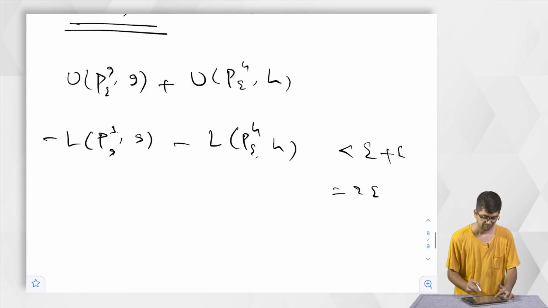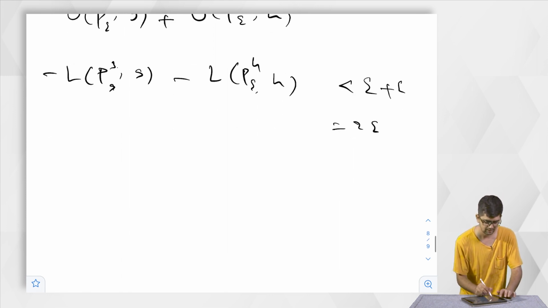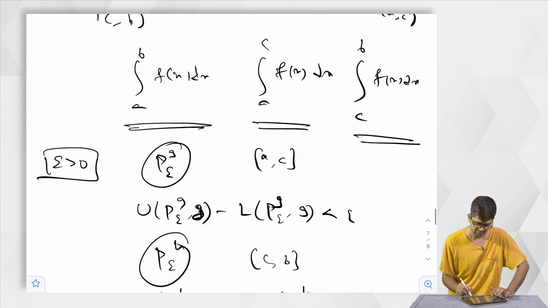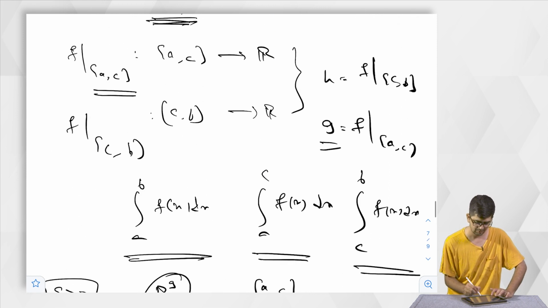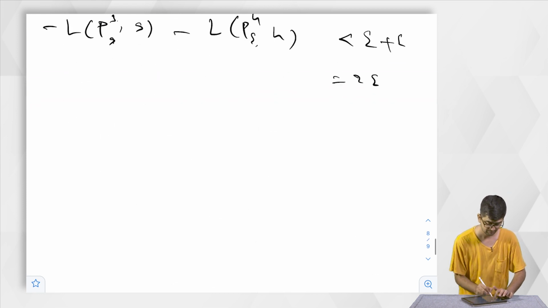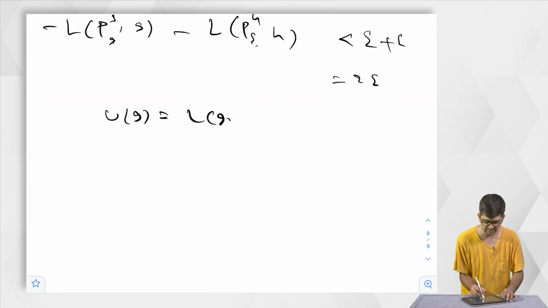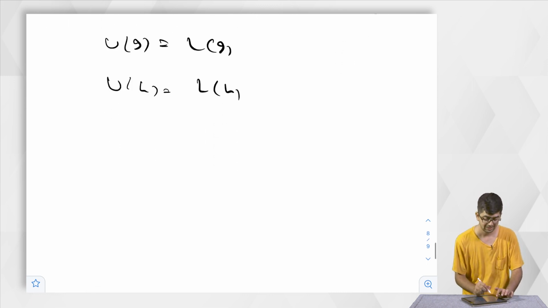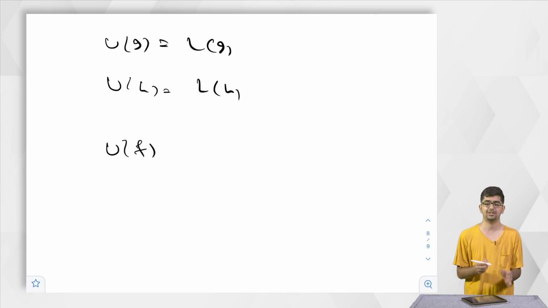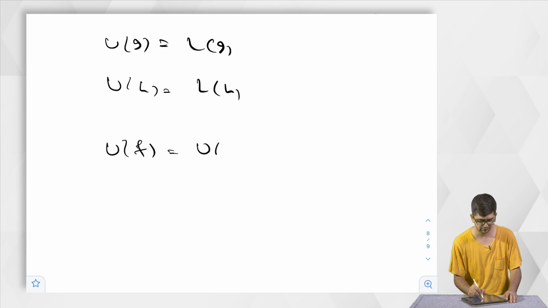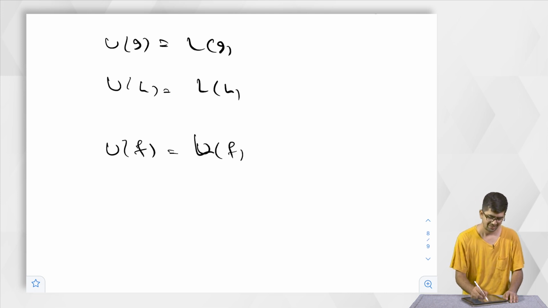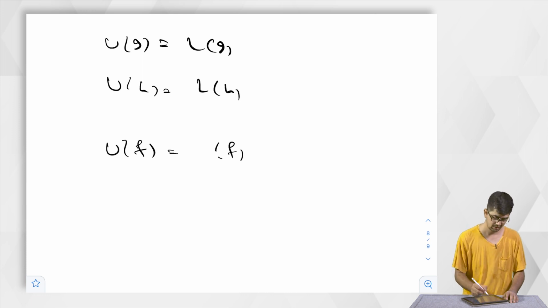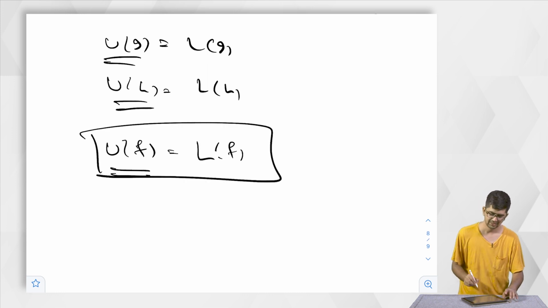It was a diversion. Now what we are trying to see is whether there is any relation between these. Let me call this g; this is integrable, so U(g) is equal to L(g). h is also integrable, so U(h) is equal to L(h). We are trying to see whether U(f), f being also integrable, is equal to L(f). We are trying to see if there is any relation between this and this.